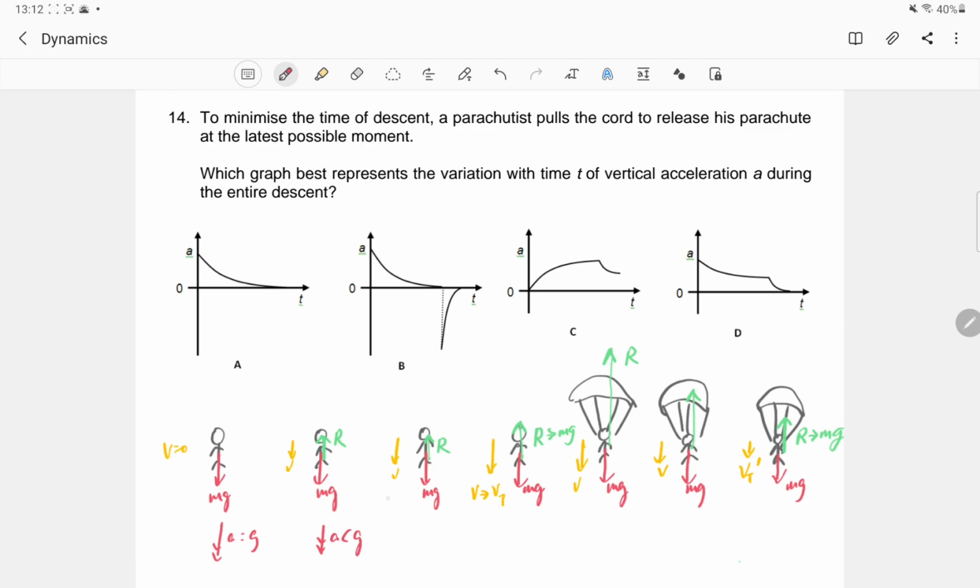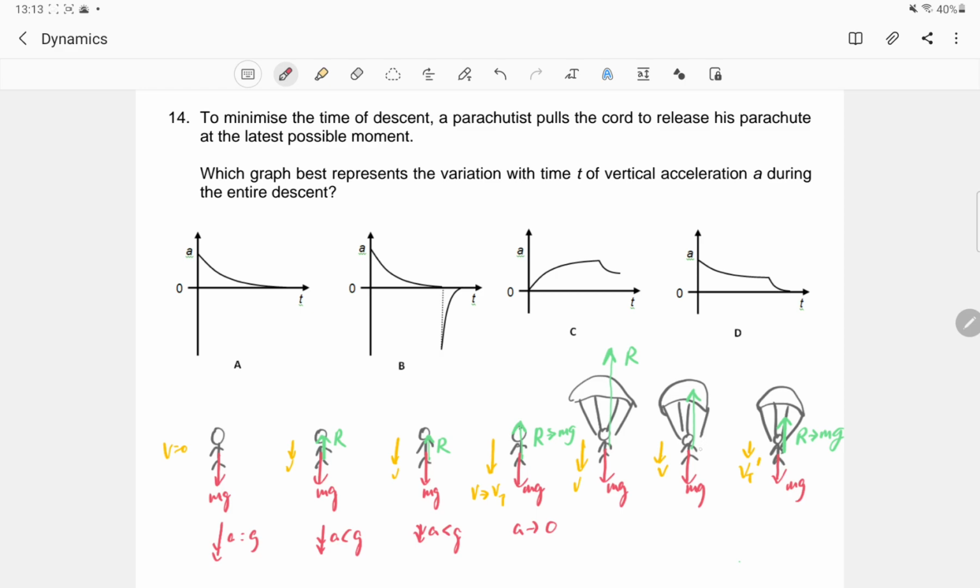Later on, it's still increasing speed, so air resistance will still increase, and that brings the acceleration even smaller. This entire feedback loop goes on and on, such that the velocity will keep on climbing, edging closer and closer towards a certain value that corresponds to R, which is close to mg. So that's where the air resistance is going to match mg, and acceleration will tend towards 0. And this will be where you pull the chute.